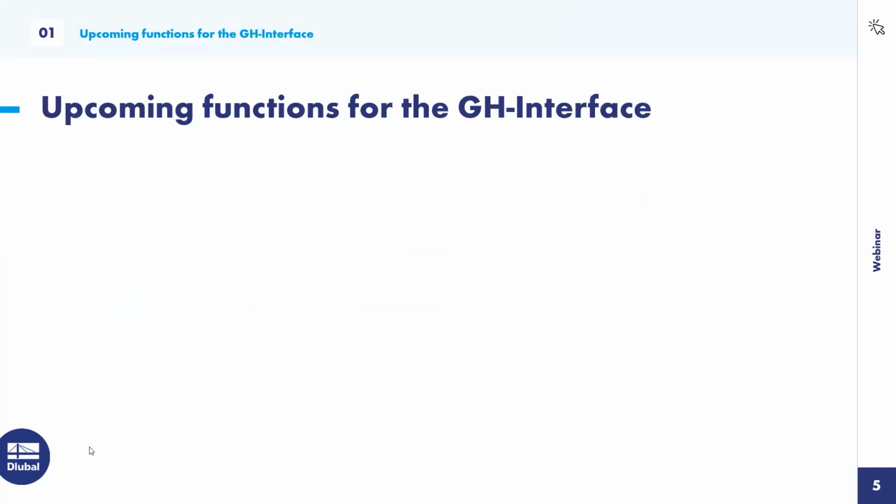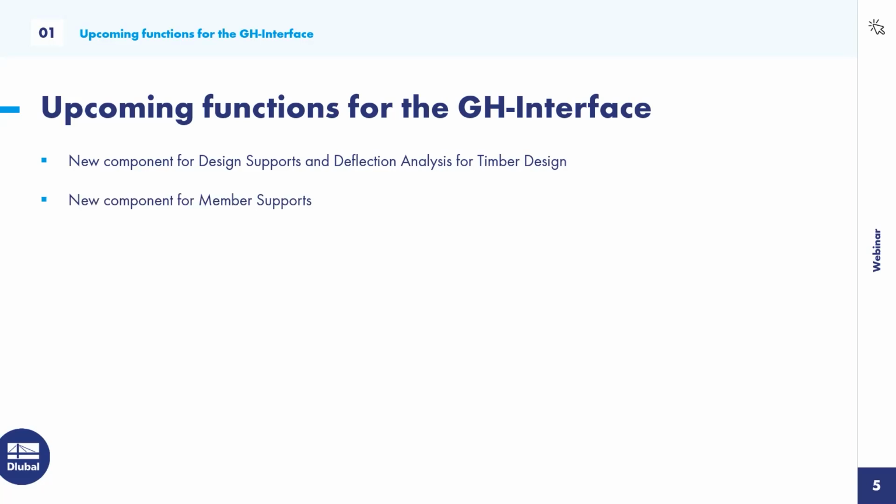Okay, let's start with the upcoming functions for the Grasshopper interface. At first, we will add a new component for design supports and a deflection analysis for timber design. Also a new component for member supports. And we also extend the member eccentricity component with the possibility to define relative member eccentricities for members. And also we will have the possibility to define the node type on member.